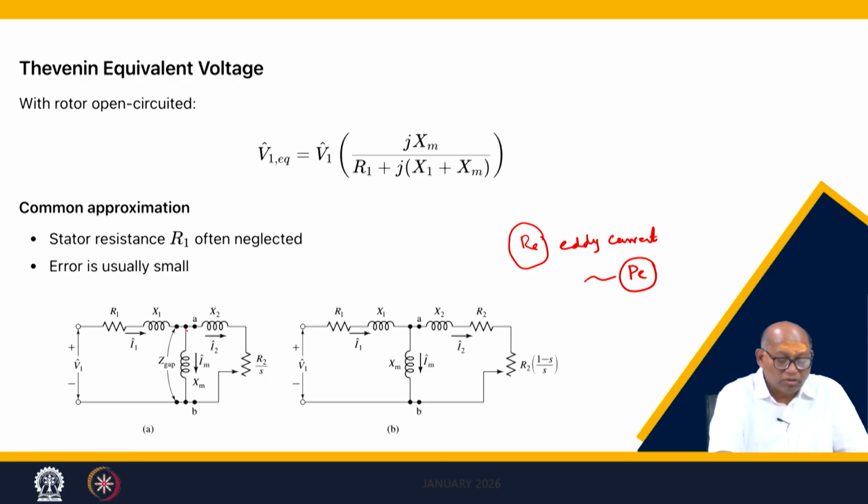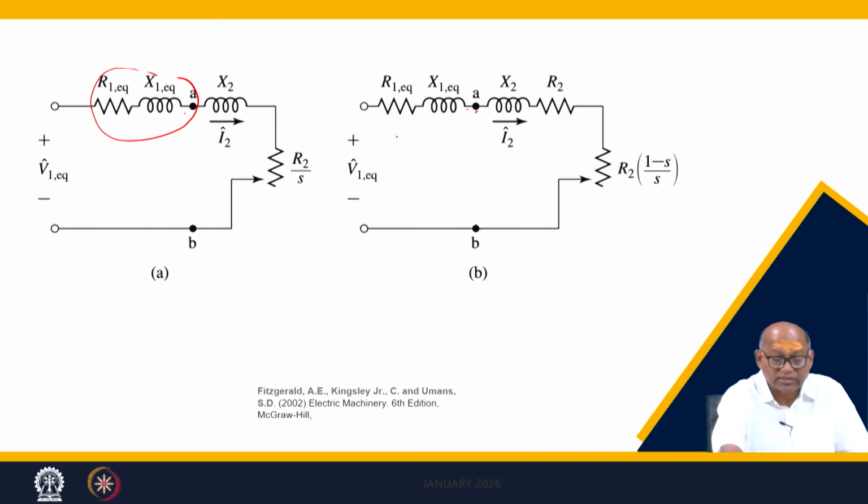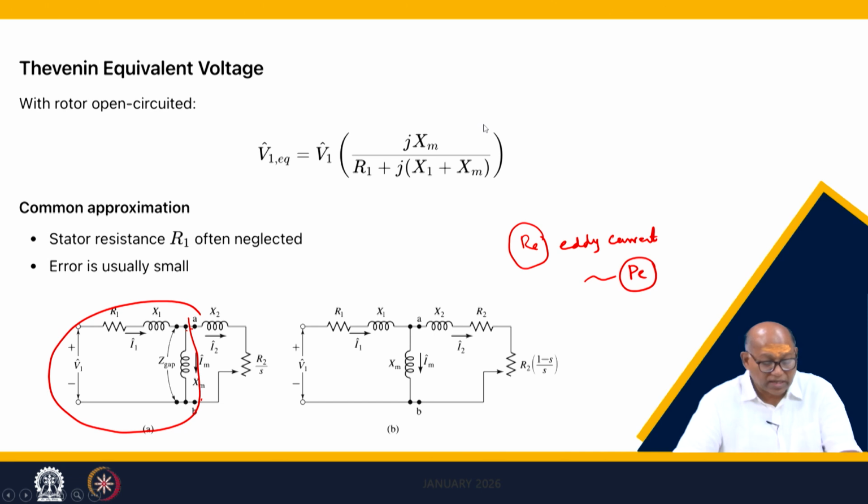So, this whole thing, across AB, we can replace by an equivalent circuit from here. So, it is V equivalent. This is what is done. You can see this whole thing is converted into an equivalent circuit, as you can see here. So, this is the Thevenin's equivalent.